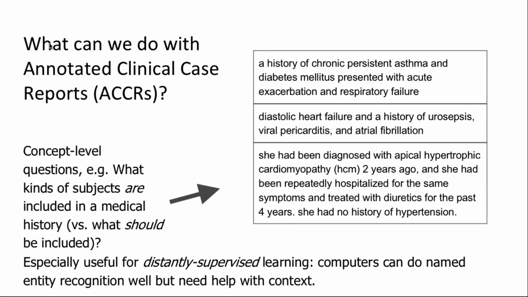collection. Once we break that down to the concept level questions, we can start to ask things like, what kinds of subjects are included in a medical history versus maybe what should be included? So we can start to ask things like, what's missing from here that we might expect to see? Especially if we're comparing this across a number of different documents, we might realize, say, 9 out of 10 documents will provide a clinical assessment at the end of their particular narrative, but maybe that one document doesn't actually reveal what happened to the patient.